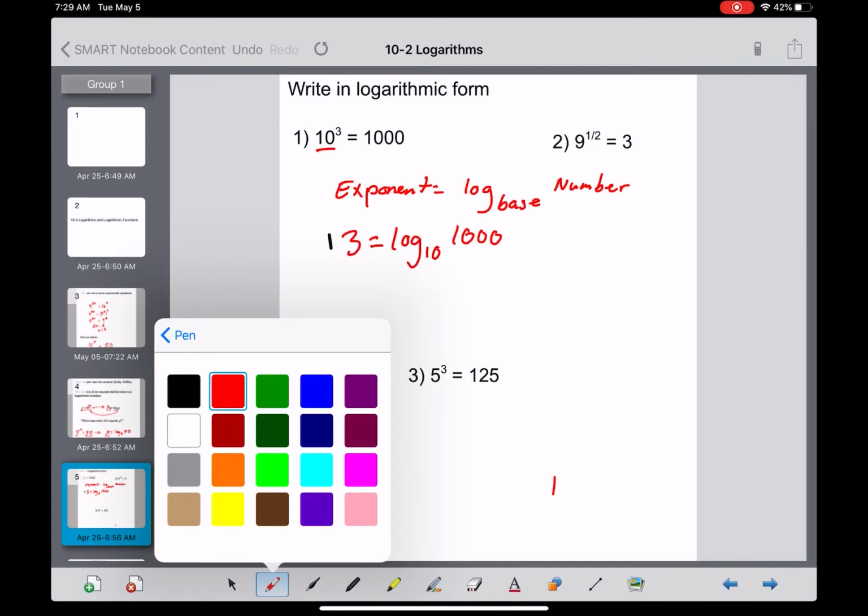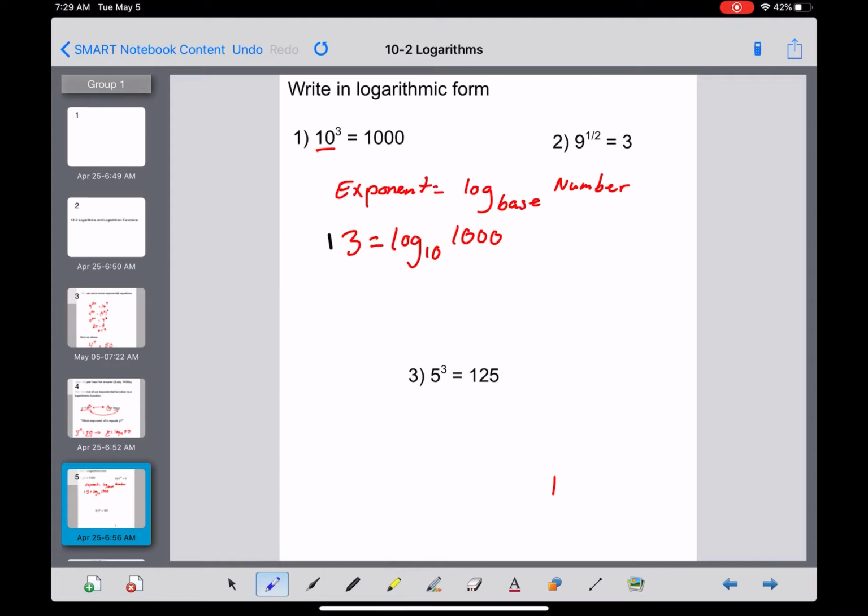If we try the next one, 9 to the 1/2 power equals 3, we can follow that same pattern. The exponent, 1/2, equals the log base 9 is the base of the exponent here, of 3. And if we look at one more, 5 to the third power equals 125. We'll follow the same pattern. Exponent, 3, equals log with a base that's the same as the base of the exponent, 5, of 125. So that's just how we can rewrite an exponential expression in logarithmic form. It's the same thing, it's the same equation, just written in a different form.